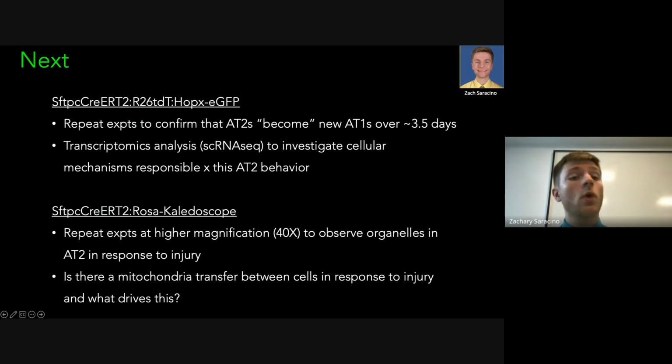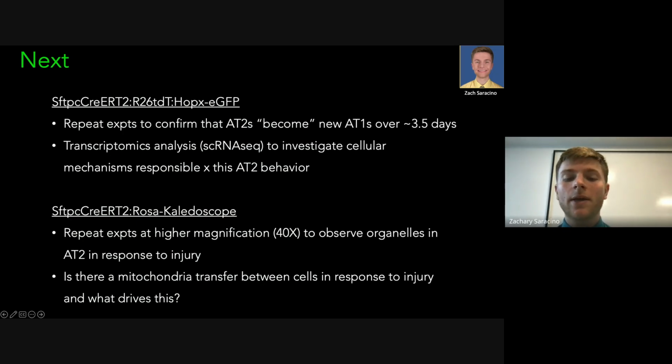And of course, I also want to perform a transcriptomics analysis based on single cell RNA-seq. I'd like to obviously see what mechanisms are responsible for this AT2 cell behavior. I find it very fascinating. Is it a mechanosensory response? Do AT2s sense a breach in the air-blood barrier in the lungs when AT1 cells die? Or is it a signaling pathways mechanism? Do AT1s release certain chemicals that AT2s respond to? Or, of course, is it both, right?